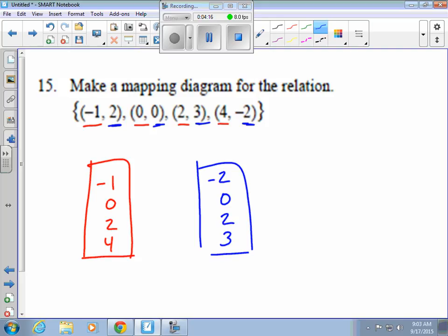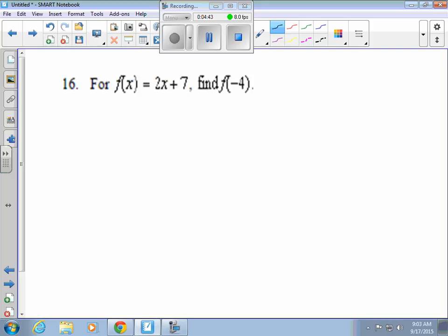Then show all of the relations. From -1, it's going to go to 2. So this one's going to go to this one. 0 is going to go to 0, straight across to that one. 2 is going to go to 3. This one's down here. And then 4 is going to go to -2. There's your mapping diagram for the relation. And we can tell based on what we have up there that this is a function, because there are no multiple arrows leaving the red side.